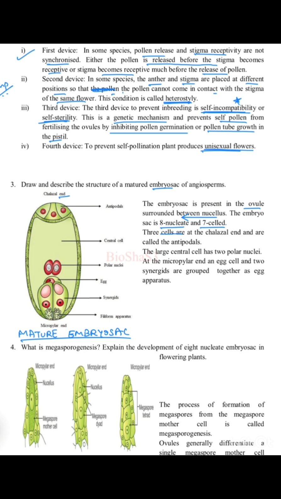There are 3 cells, that is, antipodals, which are 3 in number. The large central cell has 2 polar nuclei. You can see this is a large central cell. Then the micropylar end has an egg apparatus, that is, an egg cell and 2 synergids. You can see the egg cell 1, synergids 2, central cell 1. So 3 plus 1 plus 1 plus 2, that is 3, 4, 5, 6, 7, that is 7 cells and 8 nuclei. You know that in the central cell there are 2 polar nuclei. So therefore the number of nuclei is 8, 8 nucleate.